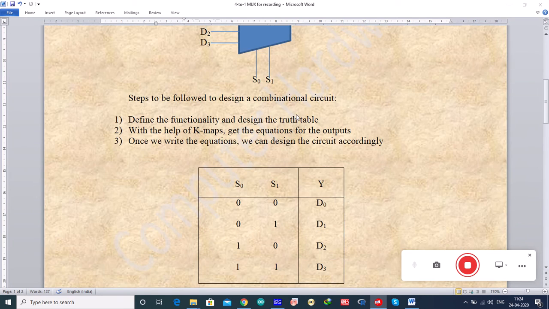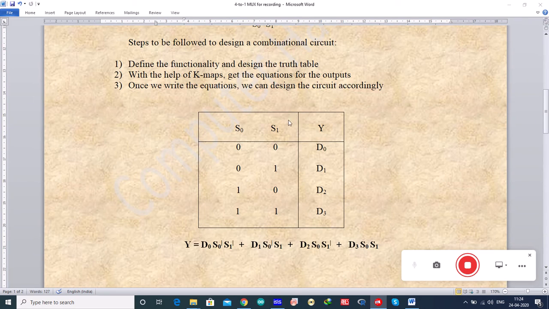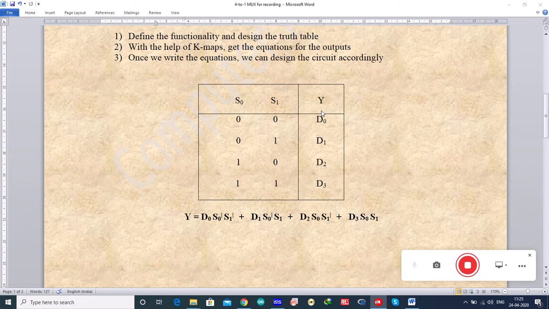Now let us go to the next step in designing the combinational circuit, that is to write the equations for the outputs in the truth table using K-maps. But in this case, we don't need to go for K-maps. We can directly write the equations from the table. Let us see how we write.